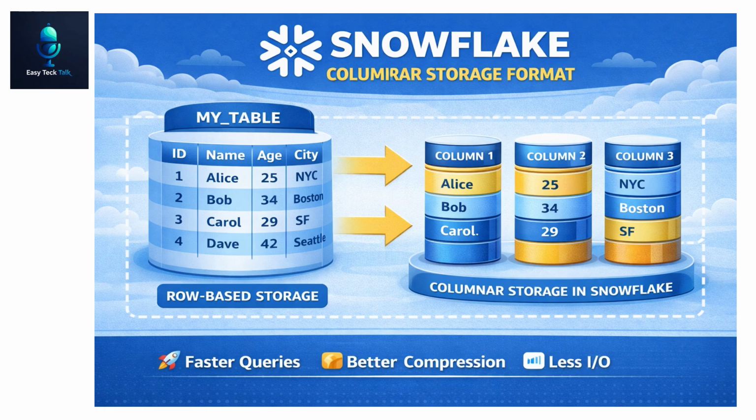In traditional databases, data is stored row by row. So if you query just one column, the system still reads the entire row. That is inefficient for analytics. But Snowflake stores data in a columnar format, meaning each column is stored separately on disk.